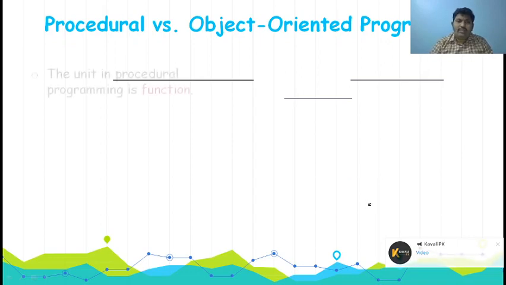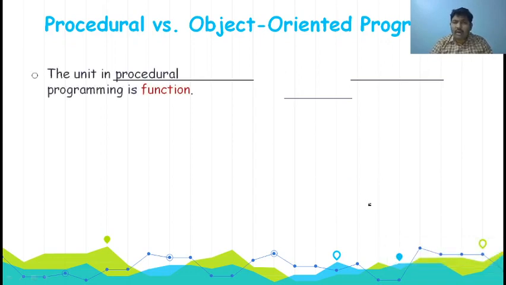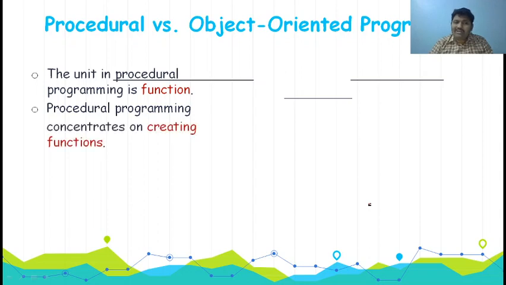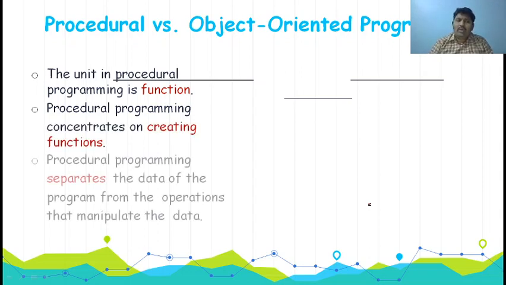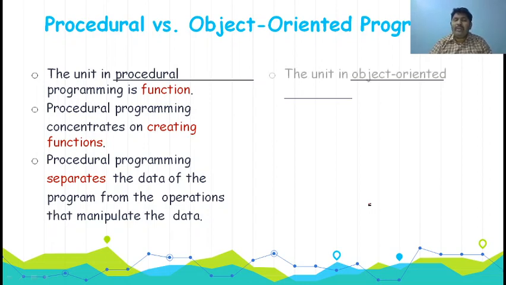So what are the differences between procedural and object-oriented programming? First of all, procedural programming means writing a program in terms of functions. Procedural programming concentrates on creating functions only. Next, procedural programming separates the data of the program from the operations that manipulate the data. There is no relation between the data and the program in procedural programming. Whatever program we write directly affects the data.